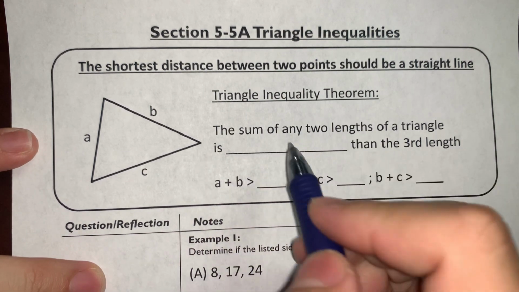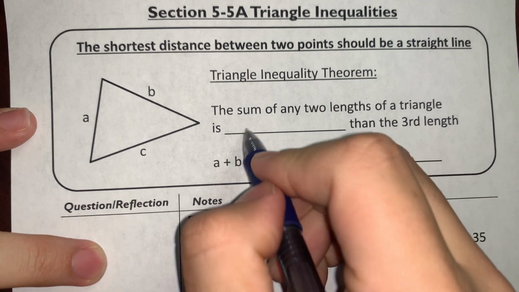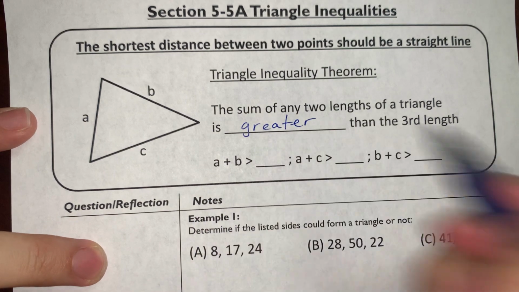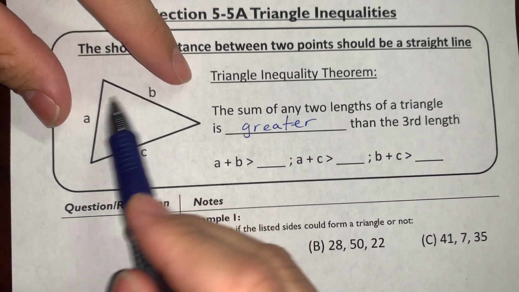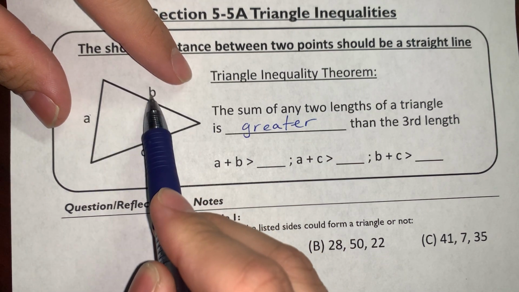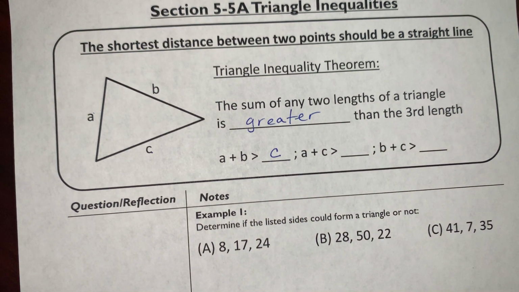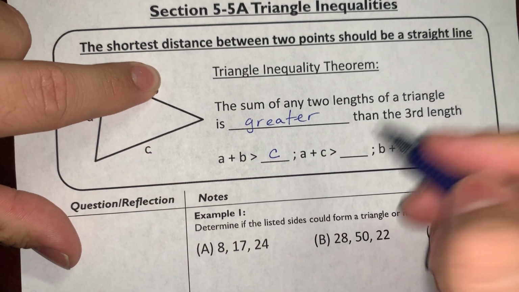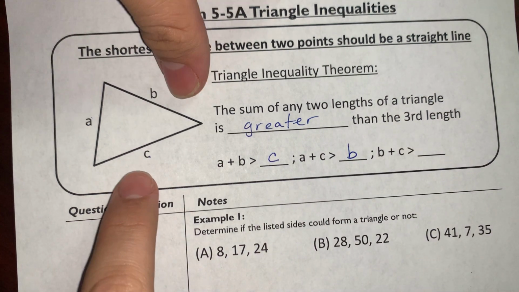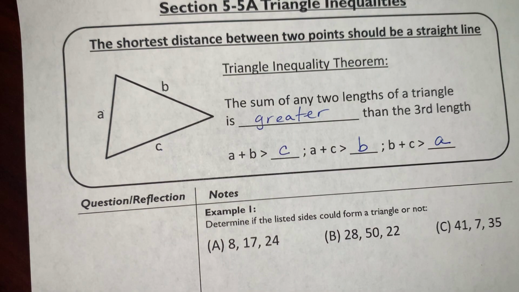As far as the triangle inequality theorem, this is just telling you that the sum of any two lengths of a triangle is greater than the third length. And this is going to be true for all of the sides. For example, if I look at these two sides of a triangle, A and B, if I add those two together, that has to be greater than that third side, C. That's true for all combinations of sides. If I look at A and C, these two added together have to be greater than side B. If I look at B and C, those two added together have to be greater than A. So you have to check that for every combination of sides.